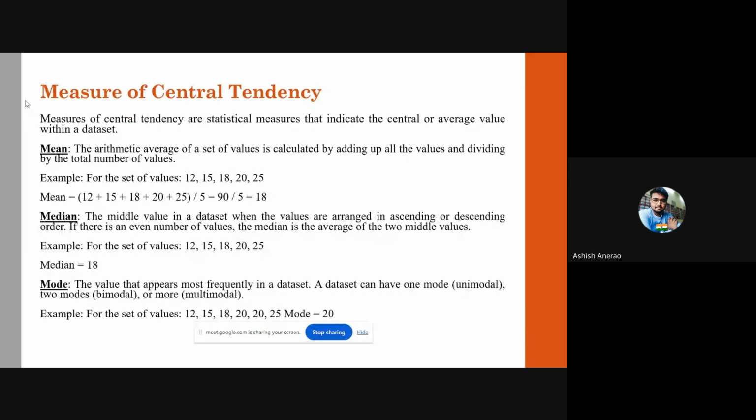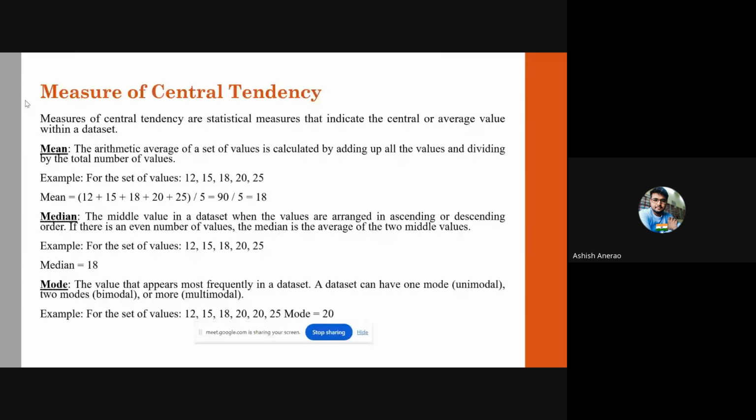Now the next part is measures of central tendency. Measures of central tendency are statistical measures that indicate the average value of our data set. There are many types of measures of central tendency, but here we discuss three types.